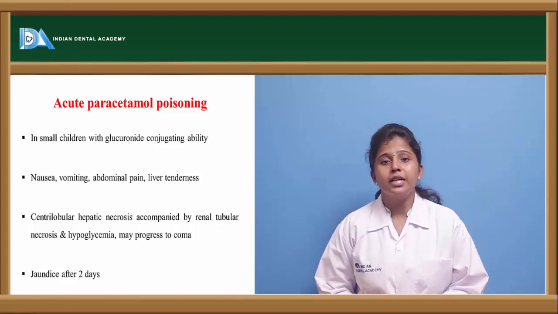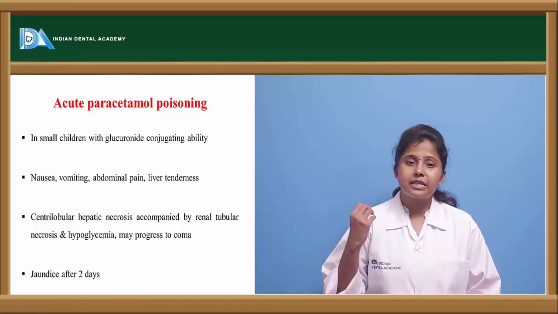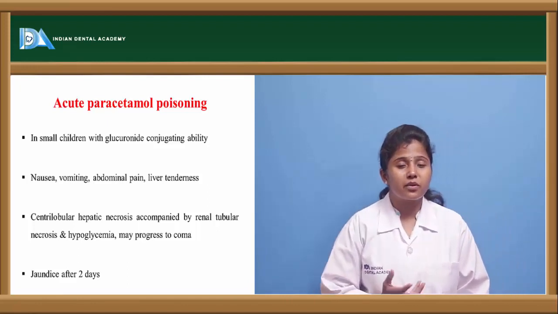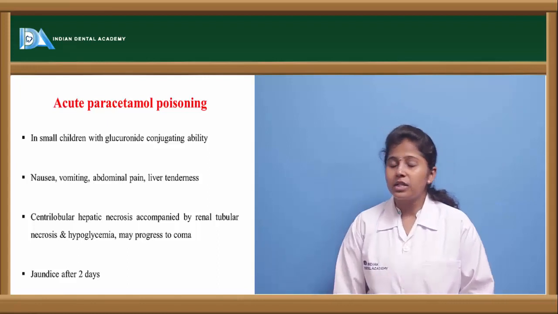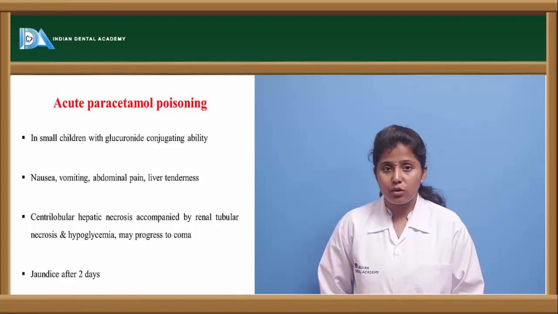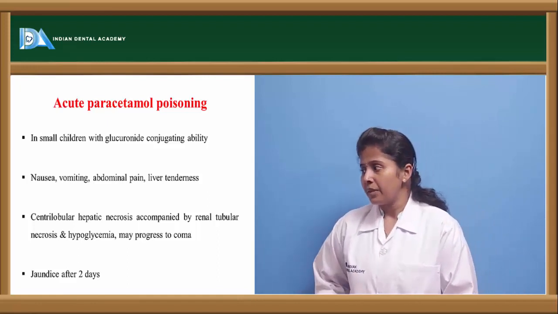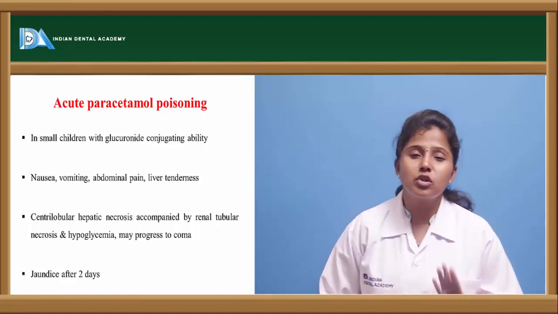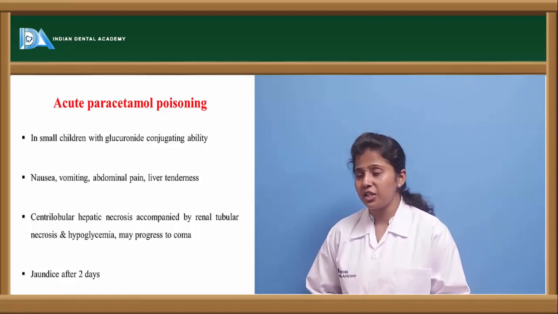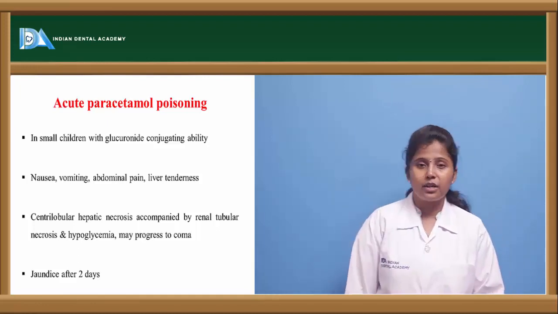In children, this paracetamol undergoes a glucuronidation reaction, and thereby it releases some sort of metabolic product which is causing salicylate poisoning, and it causes common side effects like nausea, vomiting, abdominal pain and liver tenderness. On severe, chronic conditions, it may lead to centrilobular hepatic necrosis.